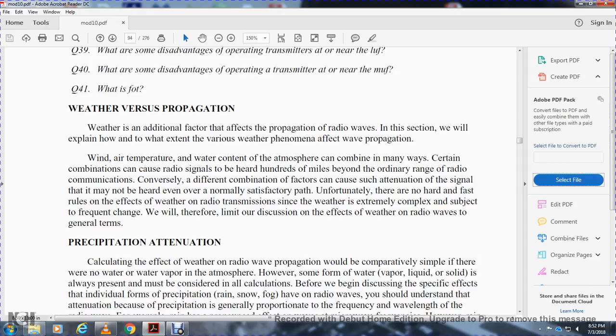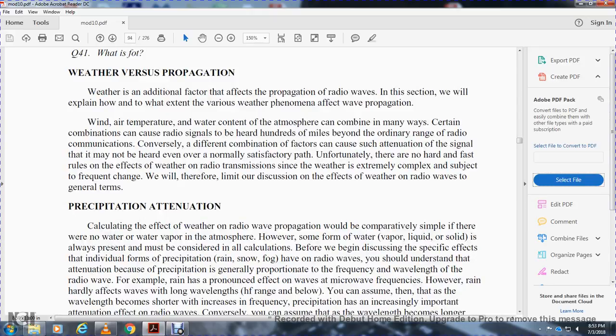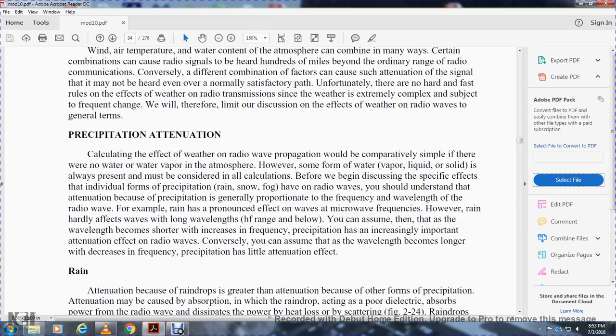Unfortunately, there are no hard and fast rules for the effect of weather on radio transmission, since weather is extremely complex and subject to frequent change. We will therefore limit our discussion of the effect of weather on radio waves to general terms. Precipitation attenuation: calculating the effect of weather on radio wave propagation is comparatively simple if there is no water vapor in the atmosphere. However, some water vapor, liquid, and solid, is always present and must be considered in all calculations.